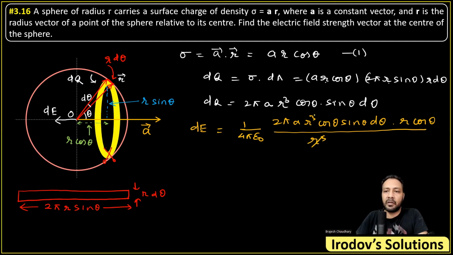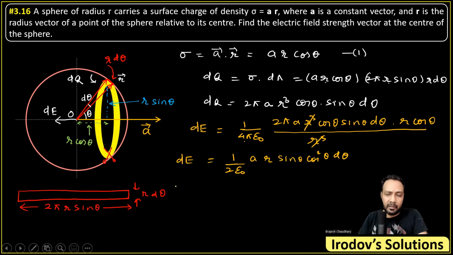So this r cube will get cancelled, and all the simplification will give me dE: 2 pi over 4 pi becomes 1 upon 2 epsilon naught, and a will be there, and one r will be there, times cos square theta and sine theta d theta. Now we have to solve this whole integration. Because of all these elements, the net electric field E will be the integration of dE, which we will solve on the next page.